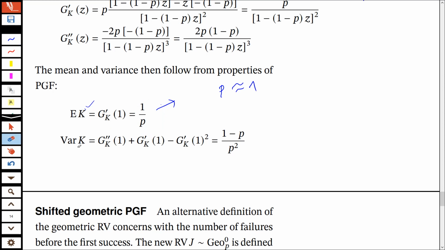And the variance of this K, if you work out all that formula, will be (1 minus P) divided by P squared. Yeah. So you can try to give meaning to this as well.